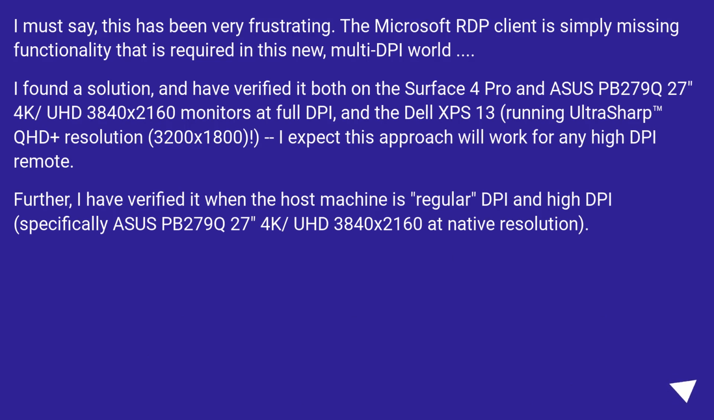I found a solution, and have verified it both on the Surface 4 Pro and Asus PB279Q 27 inch 4K/UHD 3840 by 2160 monitors at full DPI, and the Dell XPS 13, running UltraSharp QHD Plus resolution, 3200 by 1800. I expect this approach will work for any high-DPI remote. Further, I have verified it when the host machine is regular DPI and high-DPI, specifically Asus PB279Q 27 inch 4K/UHD 3840 by 2160 at native resolution.